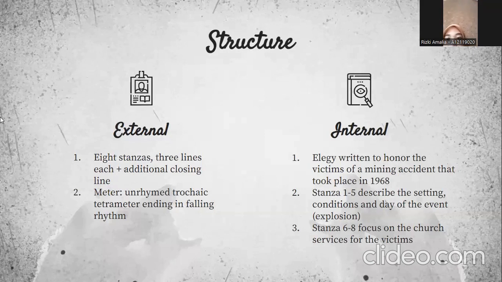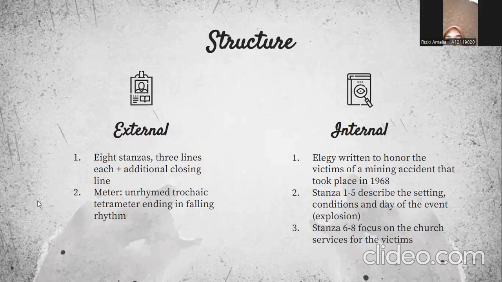Okay, the next structure. The first structure is external: 8 stanzas, 3 lines each plus an additional closing line. And the second matter, unrhymed, rate, tetrameter ending of falling rhythm. The second structure is internal, of victims of a mining accident that took place in 1968.